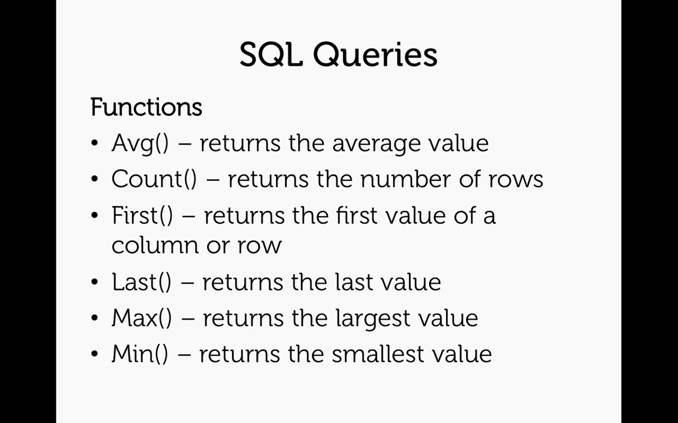Min returns the smallest value, just a flip of the max. And then sum will return the sum. So show me a sum of all orders placed within the last 2 weeks. It's a very simple query you can run using this function.